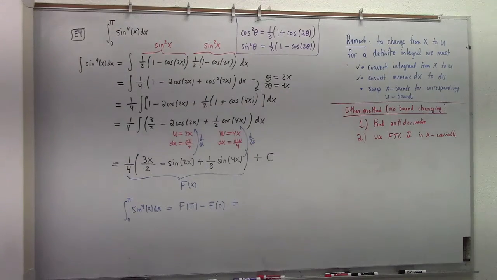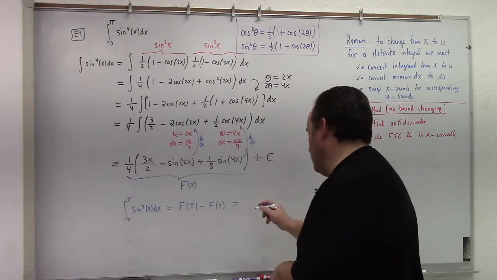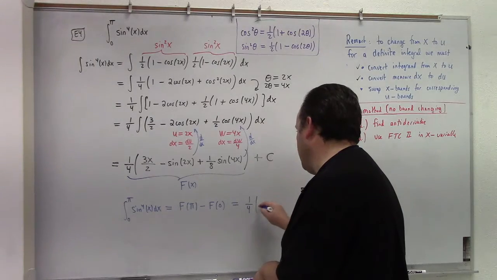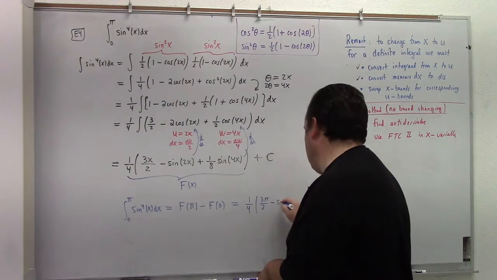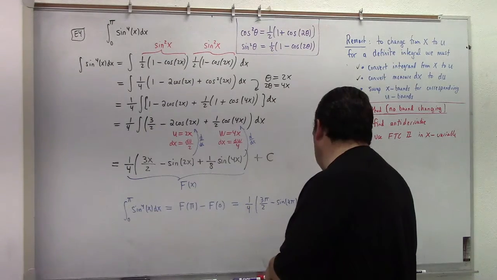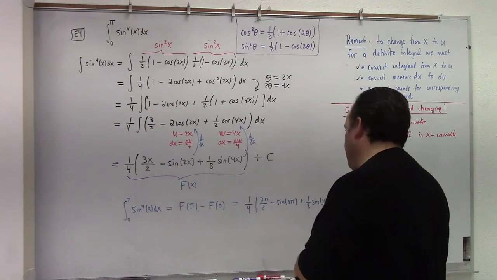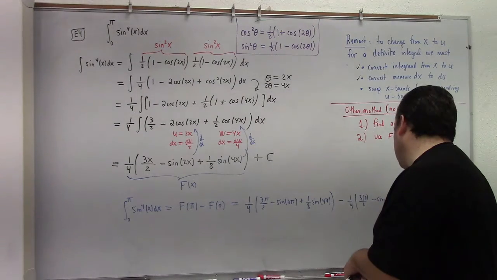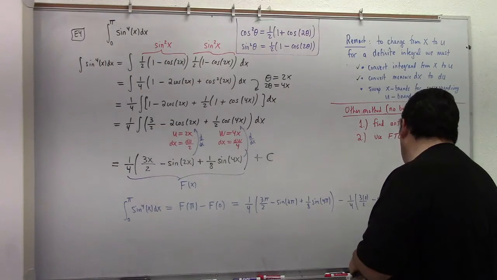So what happens when you plug in pi into the formula for big F of x? You get 1/4 of 3 pi over 2, right, minus the sine of 2 pi plus 1/8 the sine of 4 pi, minus 1/4 of 3 times 0 over 2 minus the sine of twice 0 plus 1/8 the sine of 4 times 0.